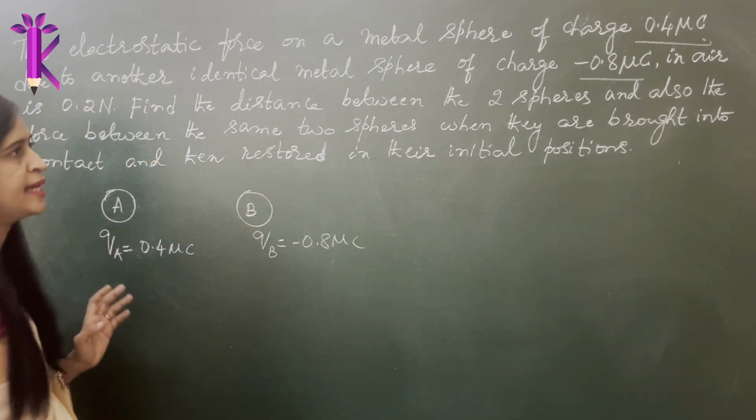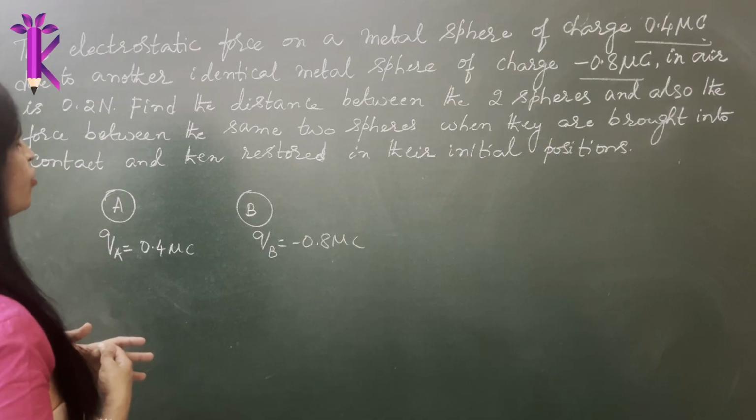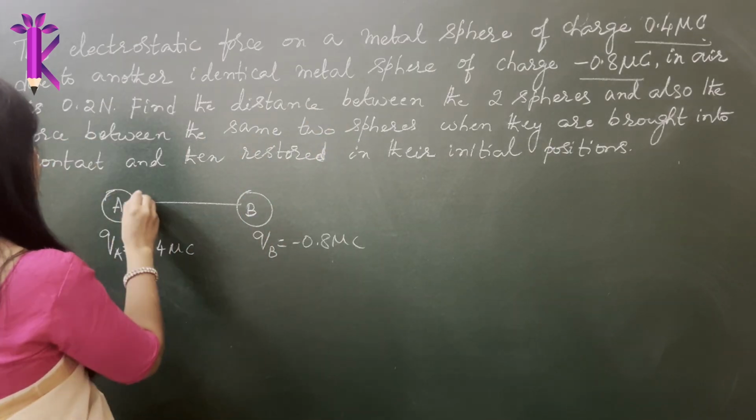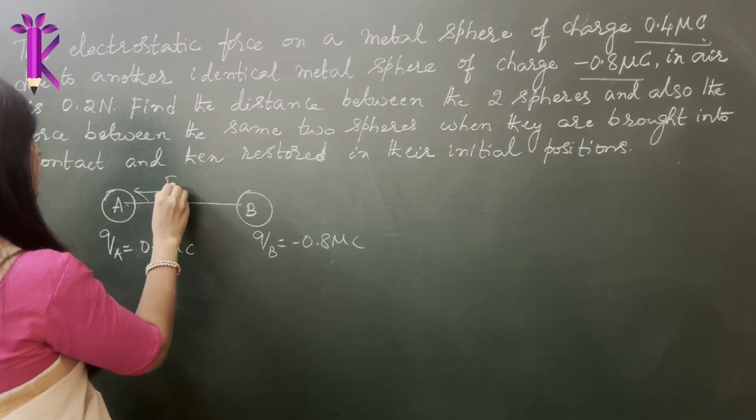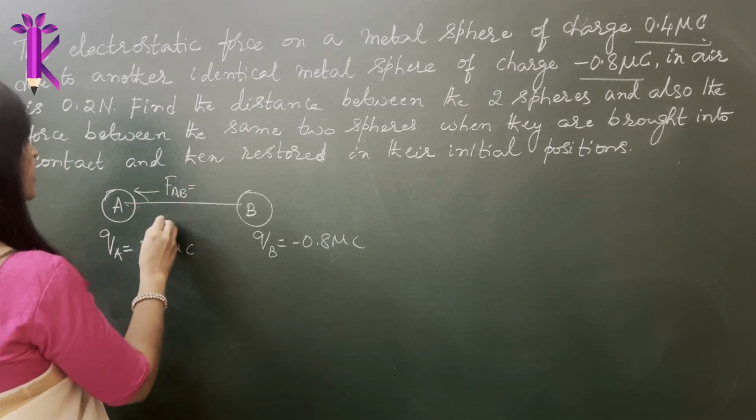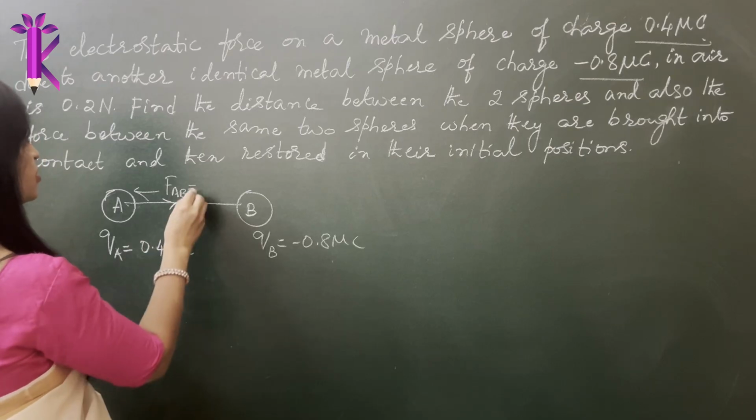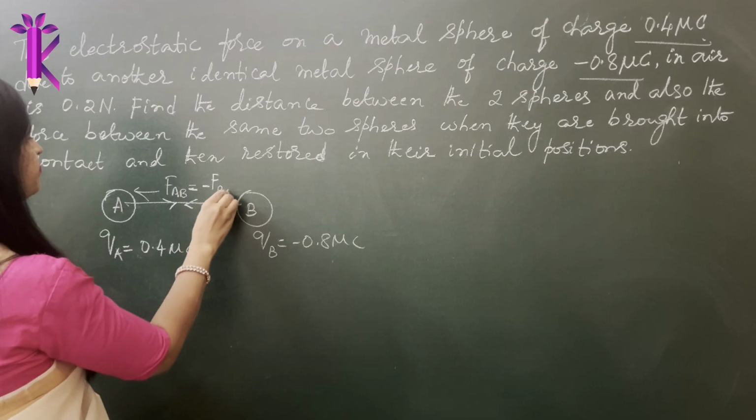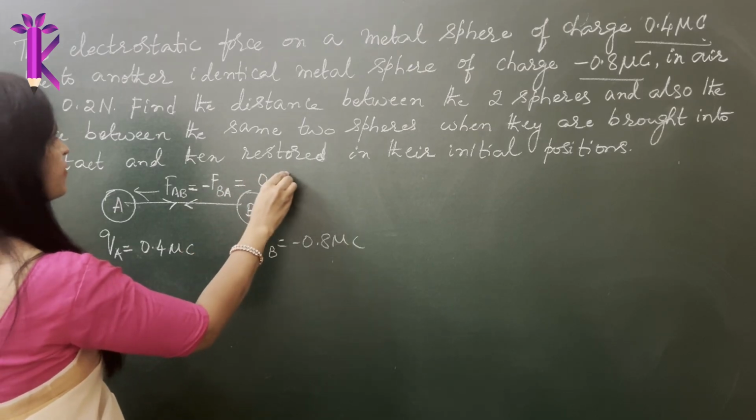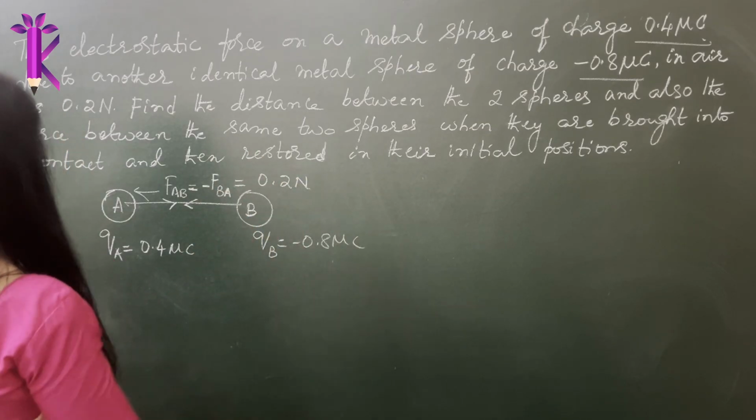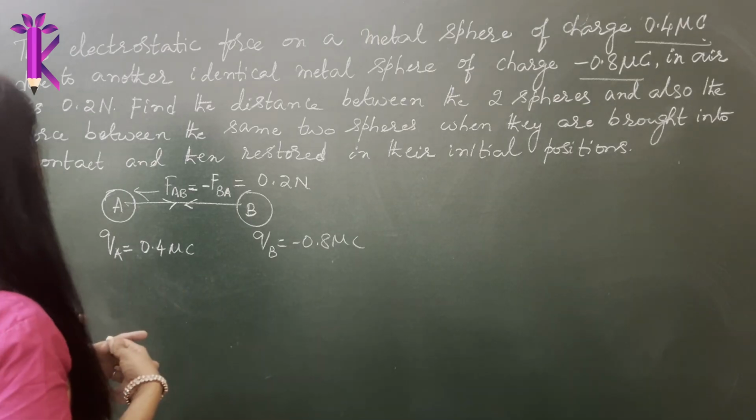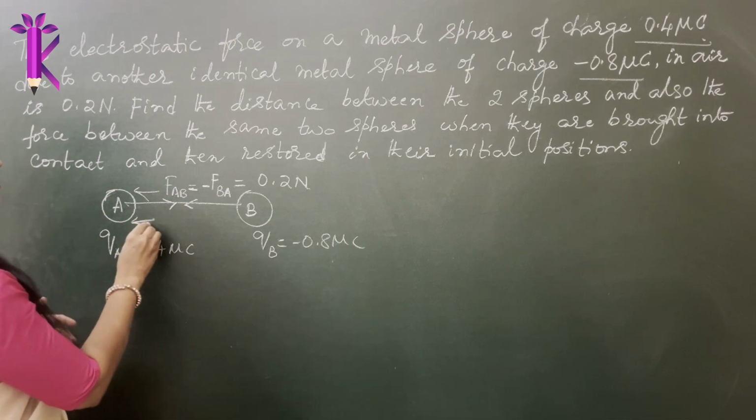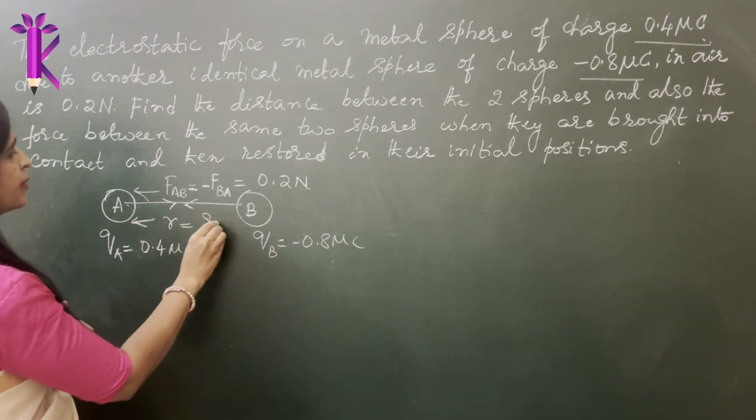So obviously they are experiencing an attractive force, in air, of 0.2 Newton. They are separated in air. The force between A and B is attractive because one is positive and the other is negative. The forces due to A and B are equal and opposite, given by 0.2 Newton. It can be minus 0.2 Newton because it is towards each other. Find the distance between the two spheres. So r is not given, and r needs to be figured out.